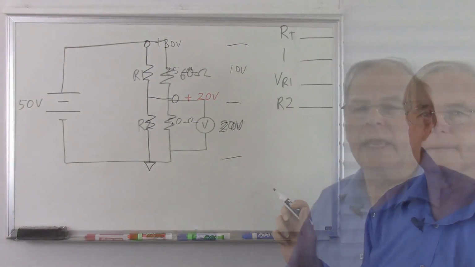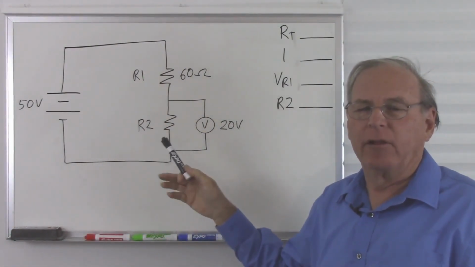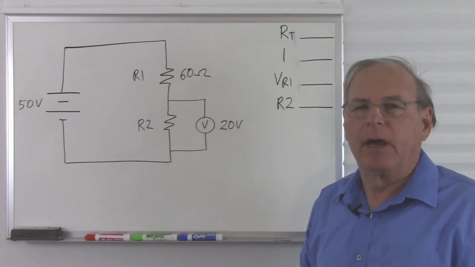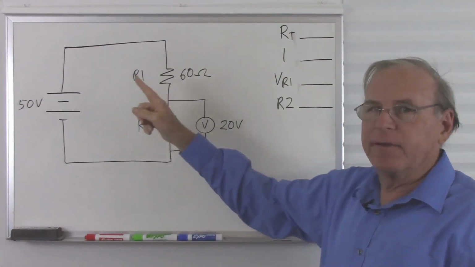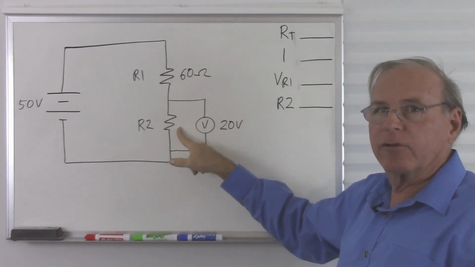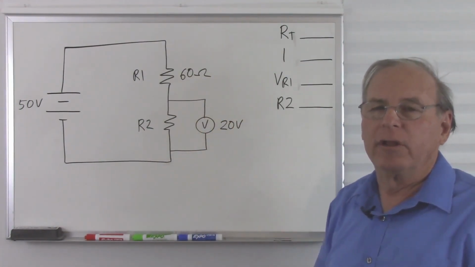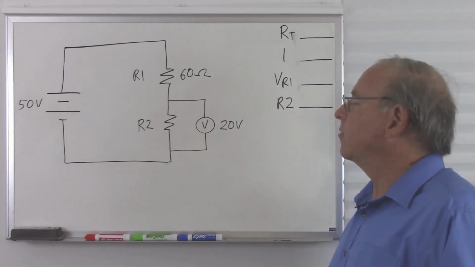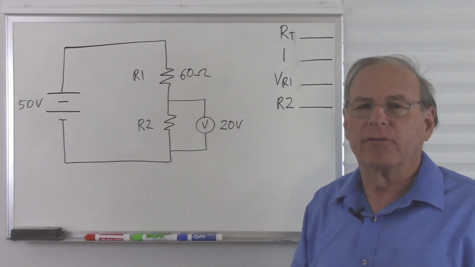And this problem is a slightly different style, but it's still the same type of series circuit. We have a 50 volt battery, a 60 ohm resistor, an unknown resistor across which we know there are 20 volts. So let's go ahead and solve this problem. Pause the video for a moment.